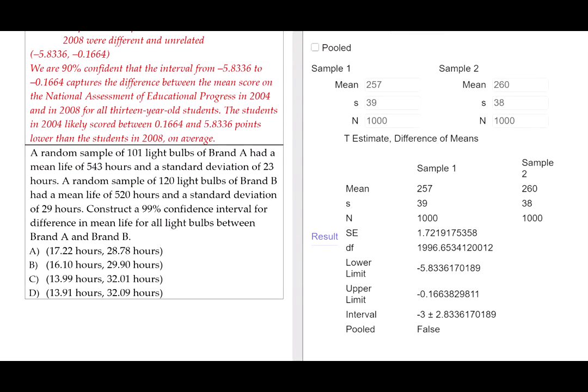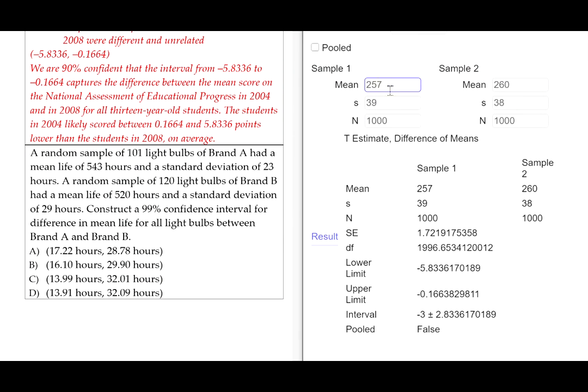This next example says a random sample of 101 light bulbs of brand A had a mean life of 543 hours and a standard deviation of 23 hours. A random sample of 120 light bulbs of brand B had a mean life of 520 hours and a standard deviation of 29 hours. Construct a 99% confidence interval for the difference in mean life for all light bulbs between brand A and brand B.